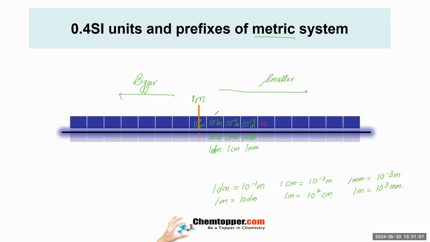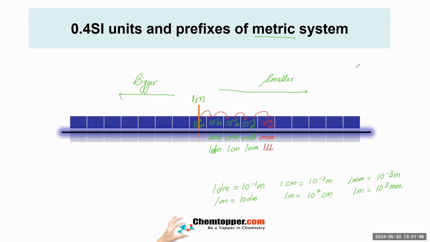Now till here we were decreasing by a factor of 10, starting from 1 meter. So you are dividing first by 10, then again by 10, then again by 10. But now you will decrease it by a factor of 1000, meaning 10 raised to minus 3 divided by 1000. It will become 10 raised to power minus 6 meter. For that we have a prefix micro.